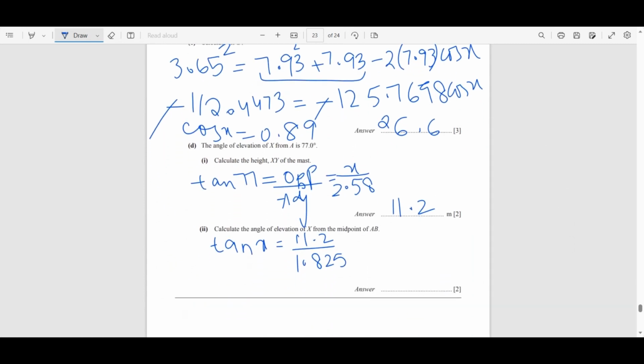So when you want to calculate the value of x, tan goes to the other side and it's going to give its inverse. So it's tan inverse of 11.2 divided by 1.825. This gives me 80.74. So let's just write 80.7. We're done.